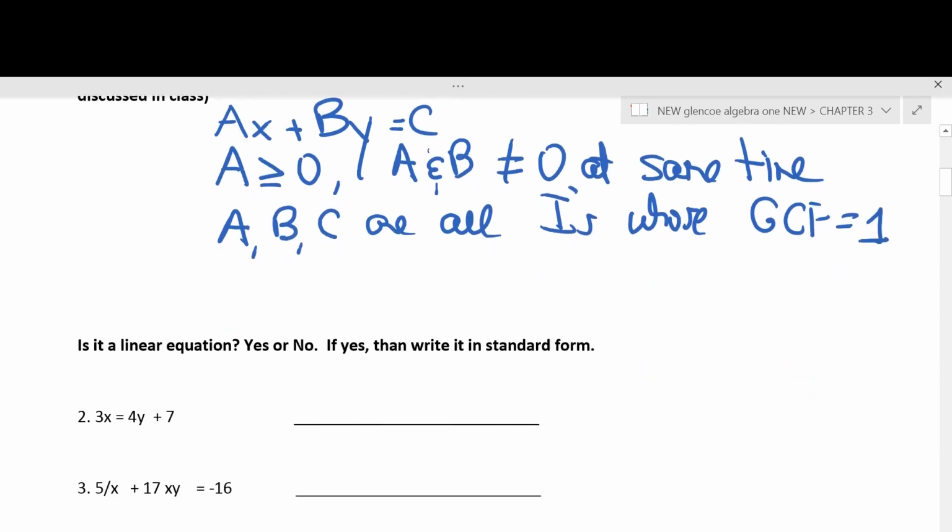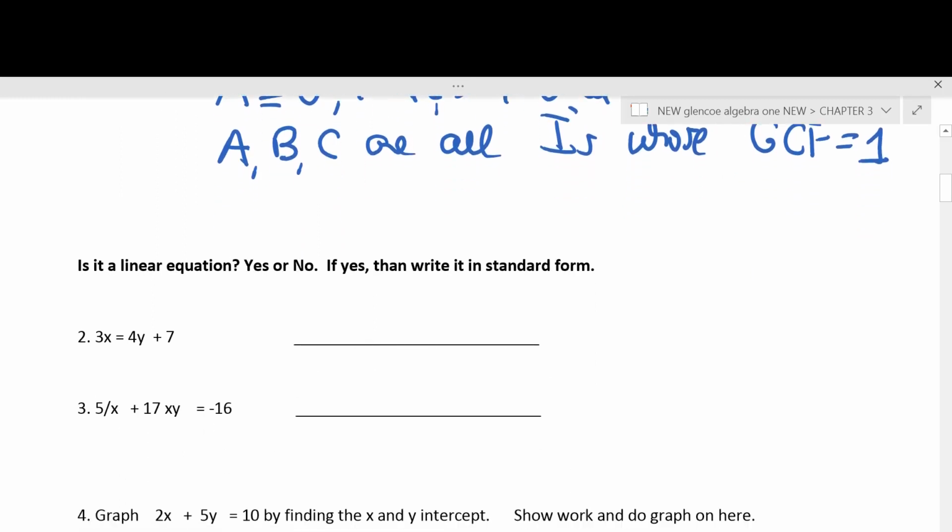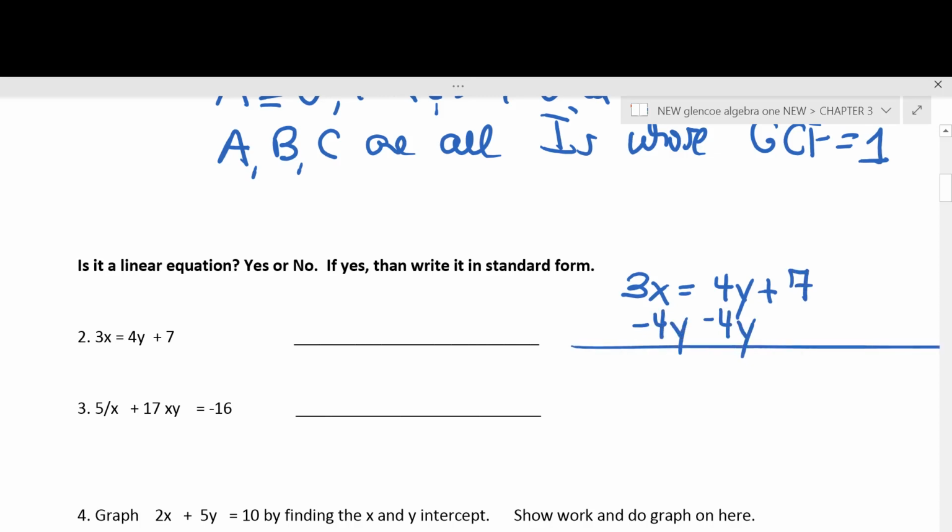Okay? Questions 2 and 3. Is it a linear equation? Write yes if it is, no if it's not. If yes, you must write it in standard form. Number 2. 3x equals 4y plus 7. In order for it to be in standard form, x and y must be on the same side. So if you subtract 4y from each side, you get 3x minus 4y equals 7. Yes, it is a linear equation because it could be written in standard form.